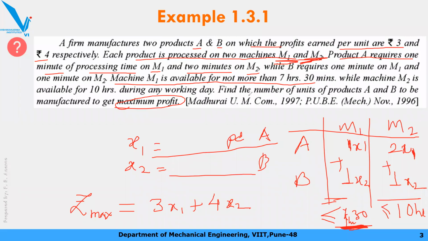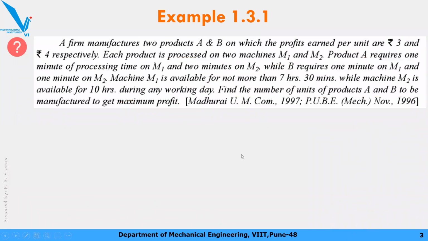So that is your problem. Find the number of units of product A and B to be manufactured to get the maximum output or maximum profit. So our aim here is to find out what should be the production of product A and B, that is x1 and x2. We have to find this quantity. Okay, so formulation is over.